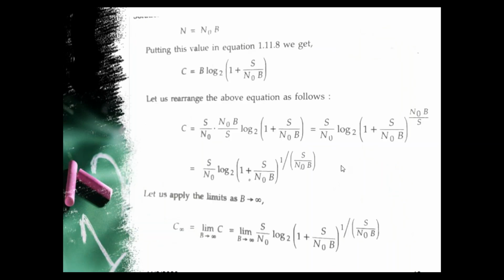In this expression, we are replacing S by N0B with x. Therefore, we can write it as (1 + x) raised to 1 by x. The expression becomes like that. We are substituting S by N0B with x. Then, as B tends to infinity, we can see that x tends to 0.